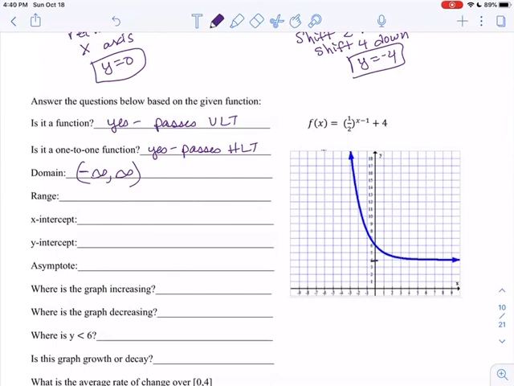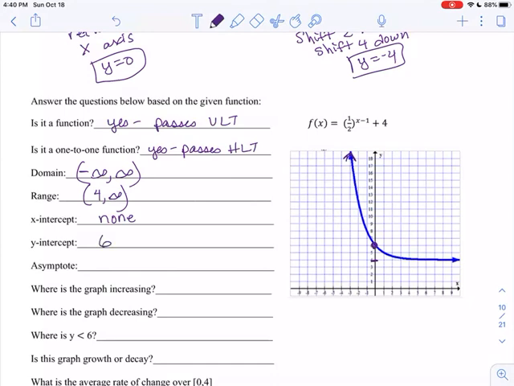My range are the y's. What's the lowest most y point? Well, you can see that this is 4 right here. It's approaching 4. That's the asymptote. But I'm going to write 4 with a parenthesis because it doesn't actually equal 4. And the topmost point, I have an arrow right there. There is no topmost point.